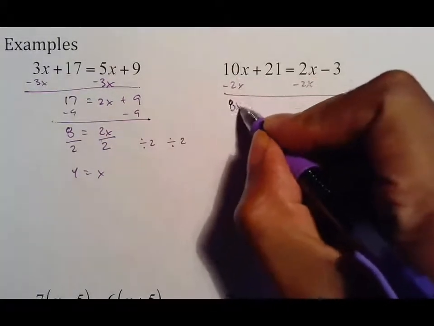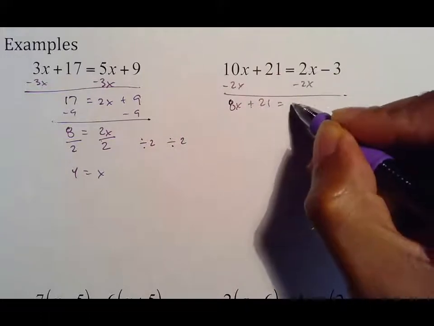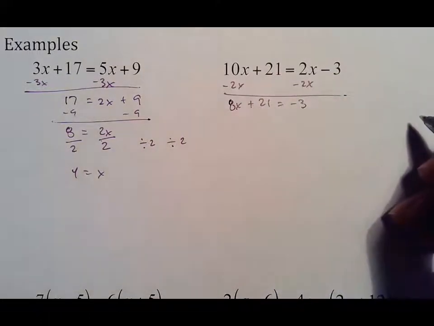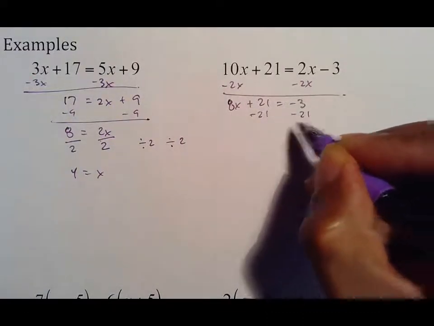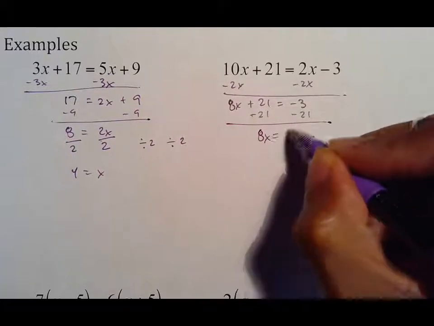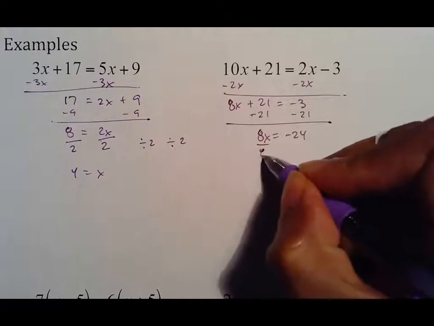10x minus 2x is 8x. Copy everything else. Plus 21 comes down, that goes away. Be careful to recognize that that is a negative 3, not just a 3. Next thing we would do again, if that's the x, is move the addition subtraction number. So subtract 21 from both sides. And then get rid of the 8 by dividing by 8.